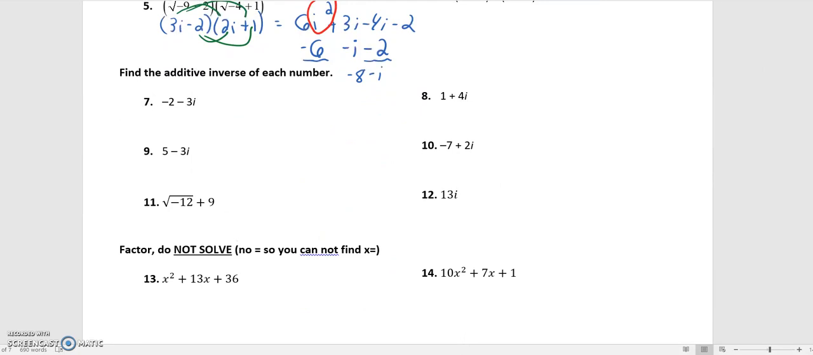Additive inverse shouldn't be too complicated. I think most people did fine on this. It's just saying the opposite of everything. So that becomes a 2, that becomes a plus. You're pretty much done there.